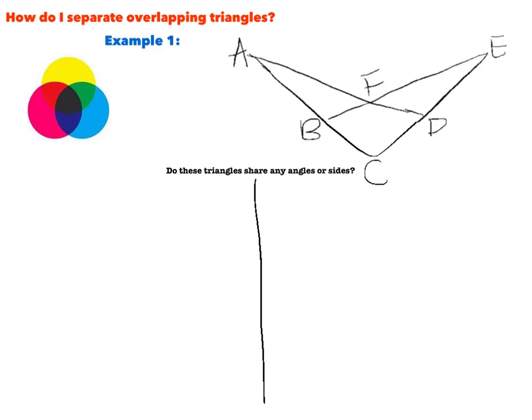Okay, for our first example, and we'll be doing 2. For our first example and second example, we're asking the question, how do I separate overlapping triangles? And this is really the key. Can you separate them by drawing a picture? Can you see it in your mind? And I want you to keep this image, this kind of analogy in mind. Where yellow and red meet, we have orange. Where yellow and blue meet, we have green. And that's kind of what we're looking for with these triangles.